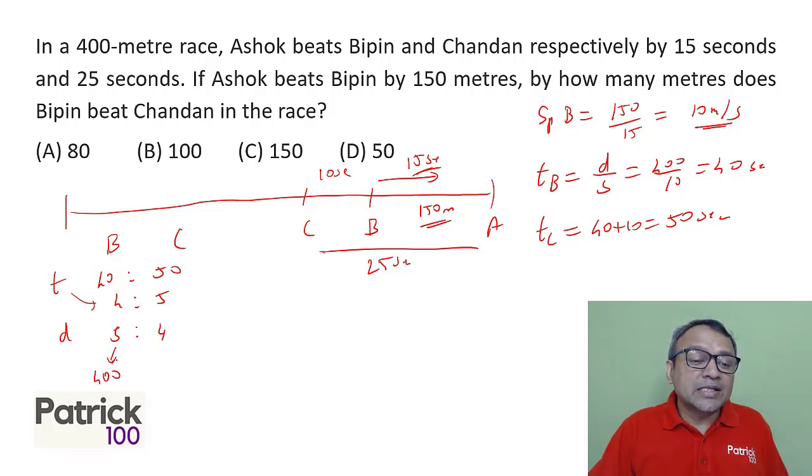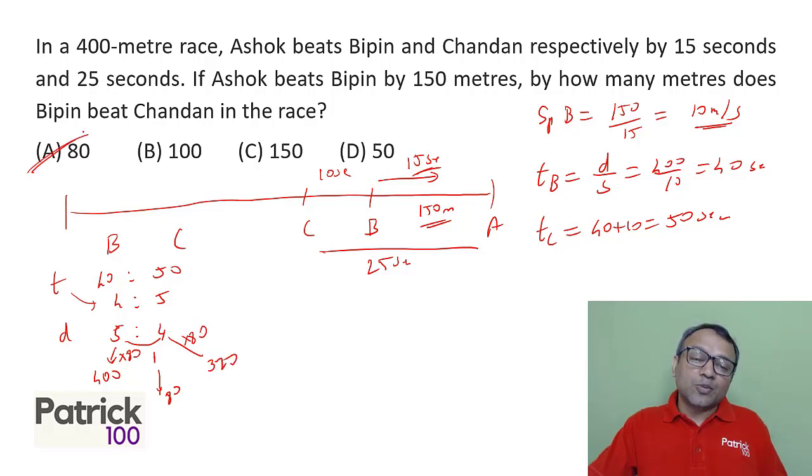When B covers the race, 5 stands for 400 meters, so 1 stands for 80 meters. C will cover in that same time 4 into 80, 320. So he'll be beaten by 80 meters. Option A.